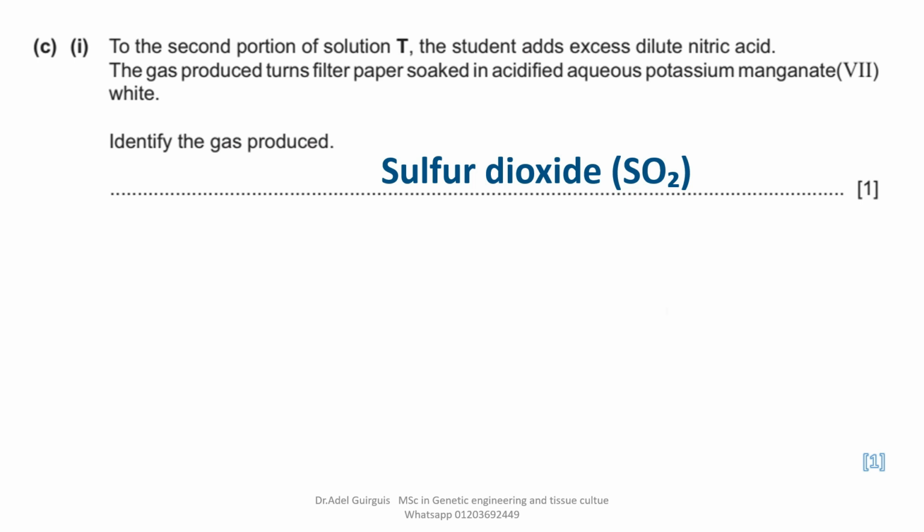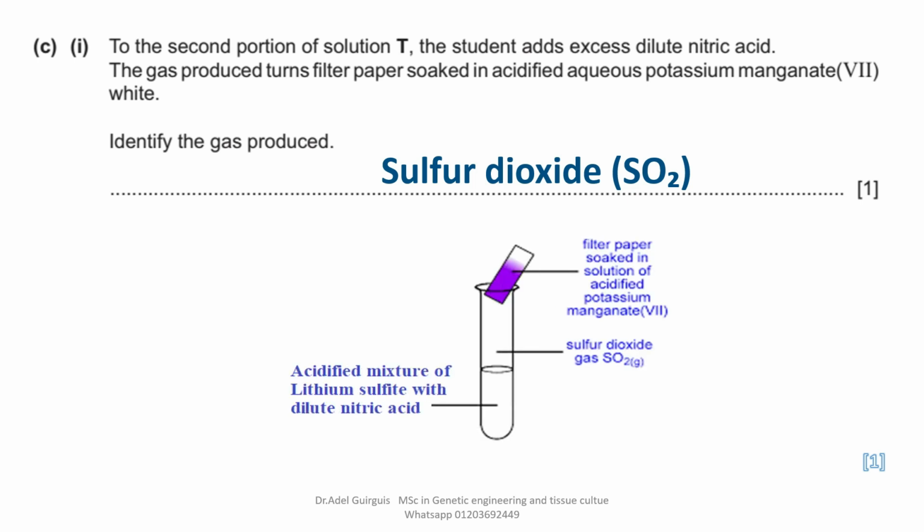Now look at this experiment here. A test tube containing an acidified mixture of lithium sulfide. Sulfide is the source of SO2. When acidified firstly with dilute nitric acid or dilute hydrochloric acid and warmed over a flame, SO2 gas is released. This gas decolorizes the filter paper soaked in potassium manganate(VII), or even potassium dichromate, from orange into colorless also.